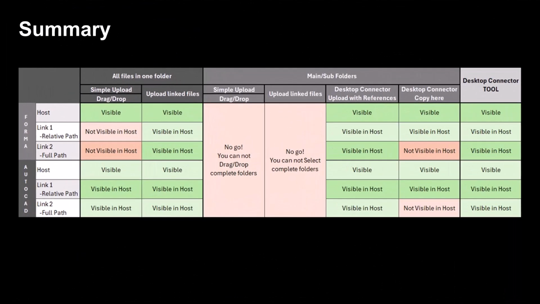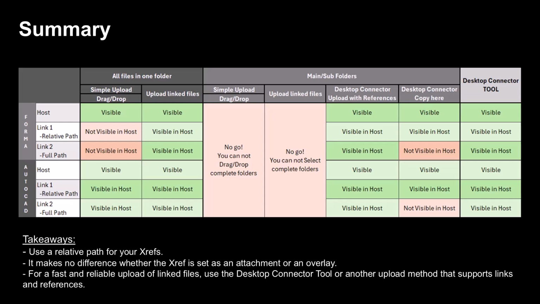Having this said, one final update to our summary gives us 3 clear takeaways. 1. Always use a relative path for your Xrefs. 2. It makes no difference whether the Xref is set as an attachment or an overlay, at least for uploading them to Forma. And number 3, for a fast and reliable upload of linked files, use the Desktop Connector tool or another upload method that supports links and references.